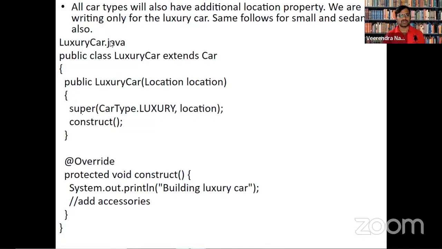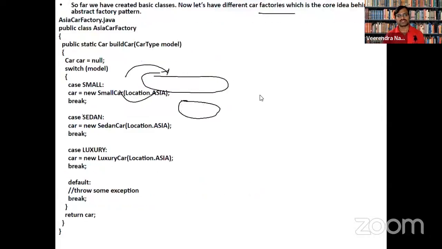Now what we are saying here is that all car types will have an additional location property. So we'll have the location added: luxury car in the USA location, luxury car in the Asia location. That is where you are looking at an extra variable.